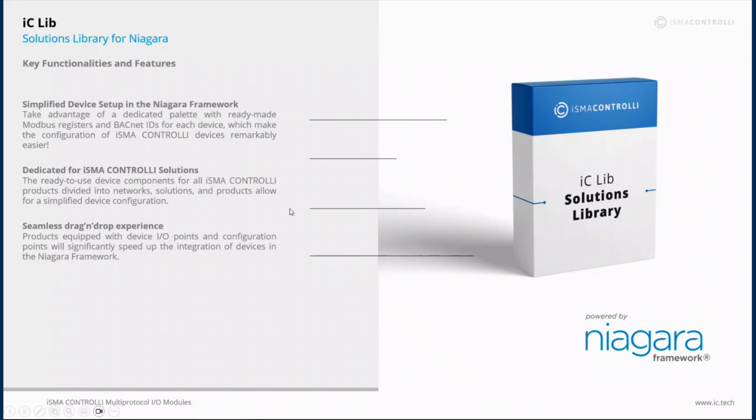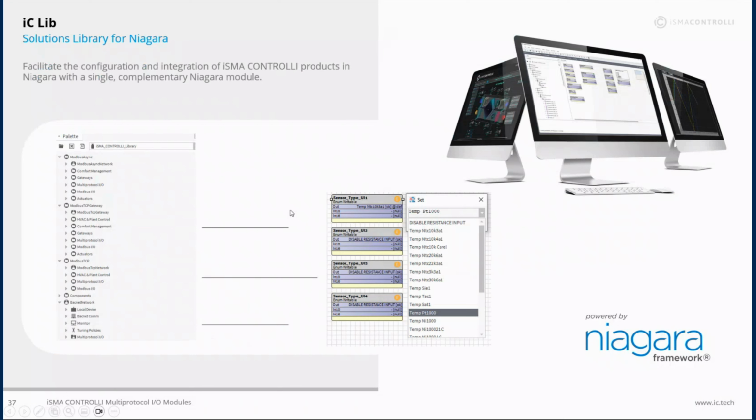So let's now go through the rest of the options. Of course, the IC library allows you to configure all the I/O types as you could do in our configurator or the web server. So you have three options to configure a device. You can select the configurator, you can select the web server, or just simply use the configuration points with the prepared facets right here.